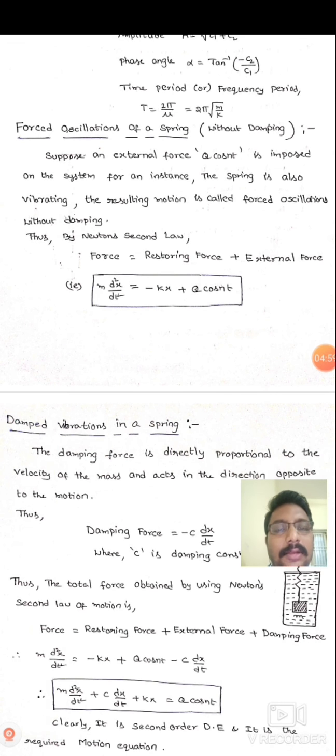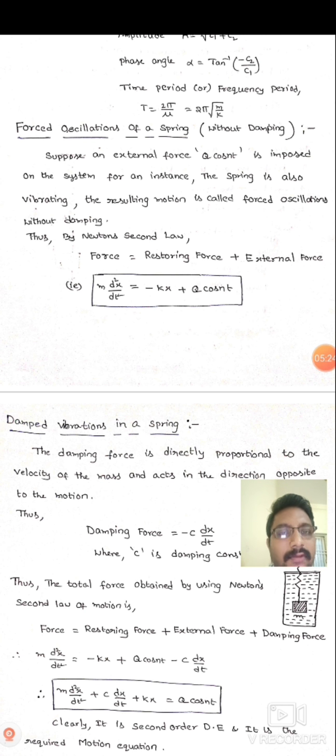So we will have the restoring force is negative kx and the external force is q cos nt. Just adding these and equating to ma, that is m into d square x by dt square, according to Newton's second law. That is, force is equal to ma, where a is acceleration, that is a is d square x by dt square. So it is the equation of the motion for forced oscillations of a spring without damping.